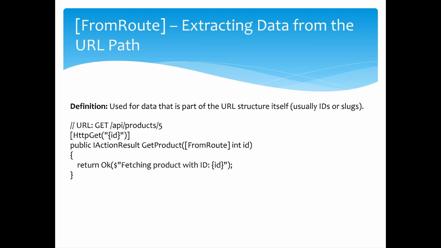Let's start with FromRoute. We use this attribute when the data is a structural, mandatory part of the URL path itself. This is most commonly used for specific resource identifiers like database IDs or unique URLs. Take a look at the code example on the slide. Our URL pattern is defined as api/product/{id} inside the HTTP attribute. By adding FromRoute right next to our integer parameter id, we are explicitly telling the runtime to look directly into the URL path, find the value where id is, and map it directly to this variable. If a client calls api/product/5, the framework automatically assigns the value 5 to our id parameter.